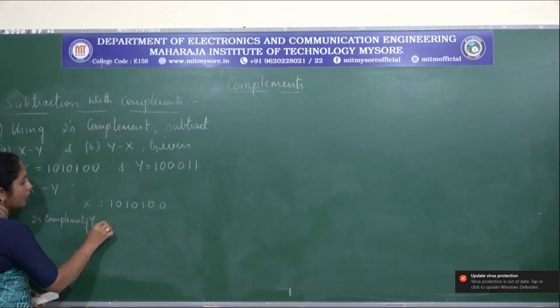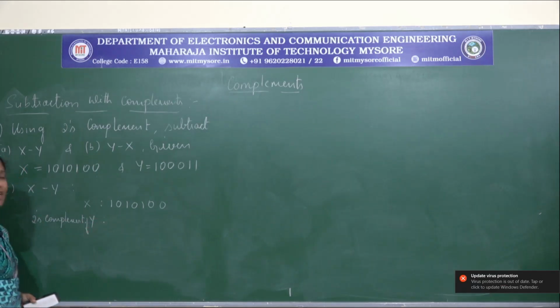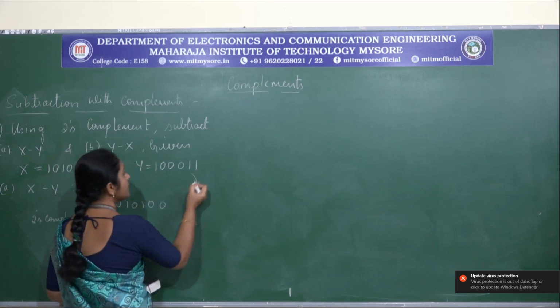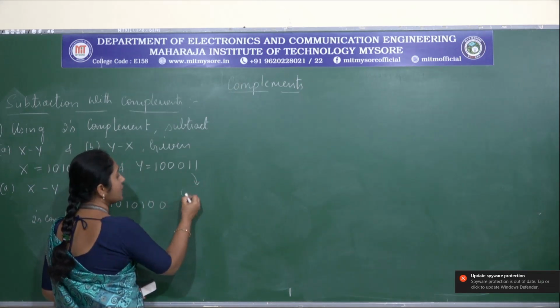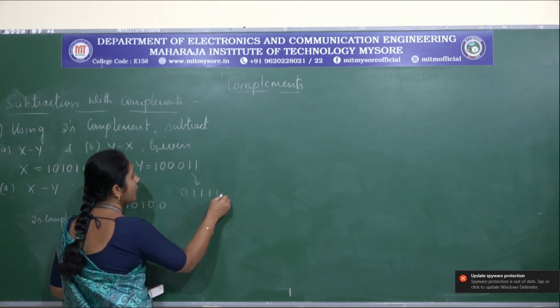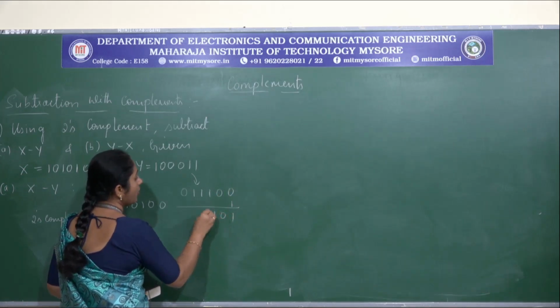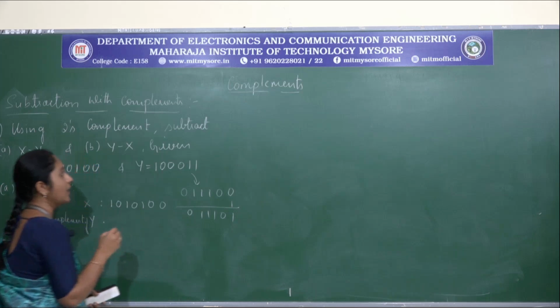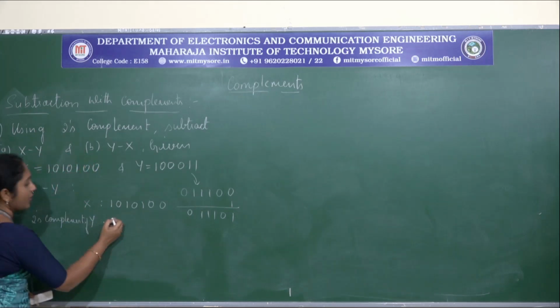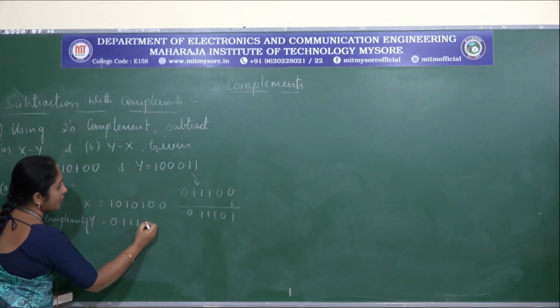The 2's complement of y. So we need to consider the 2's complement of this. What is the 2's complement? First let us write the 1's complement, 0111 00, plus 1 will give you the 2's complement of the second operand.